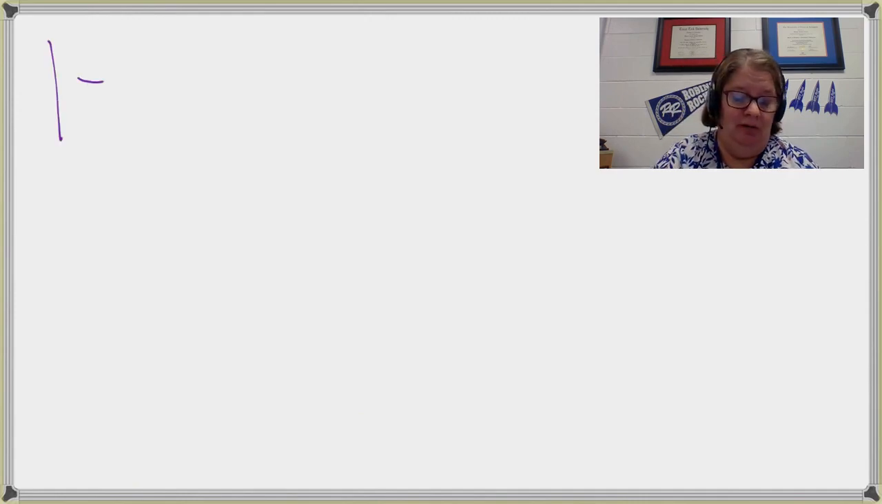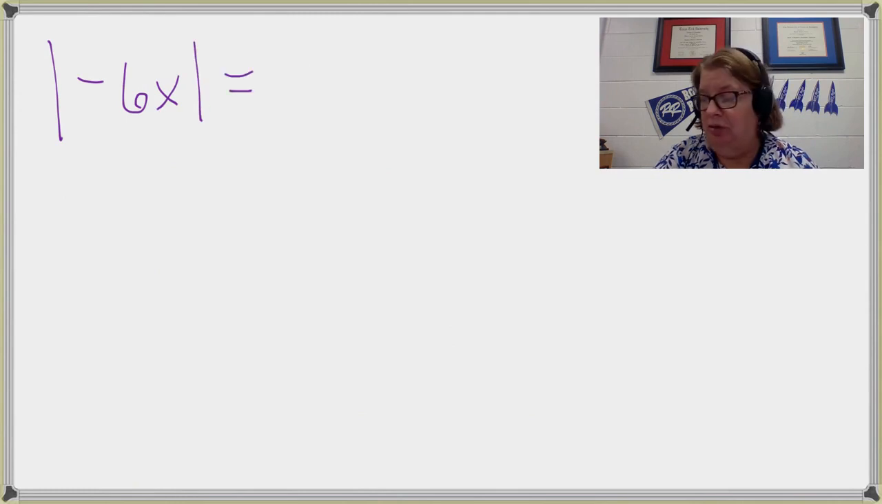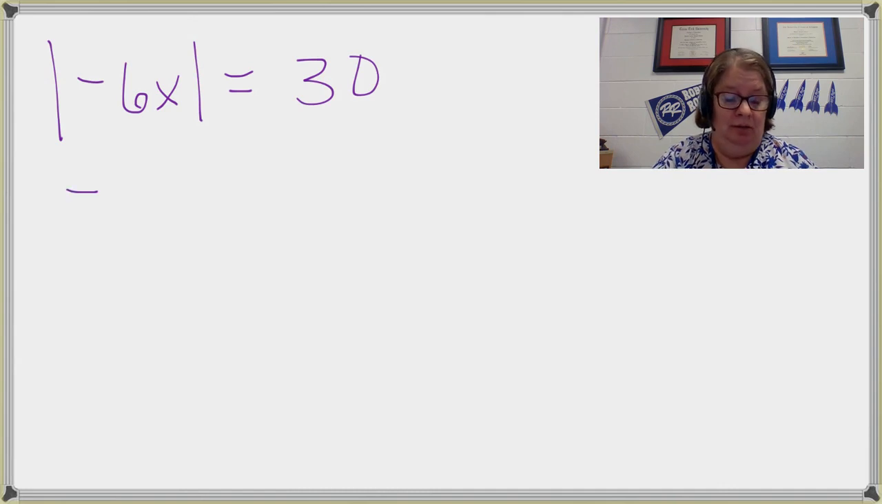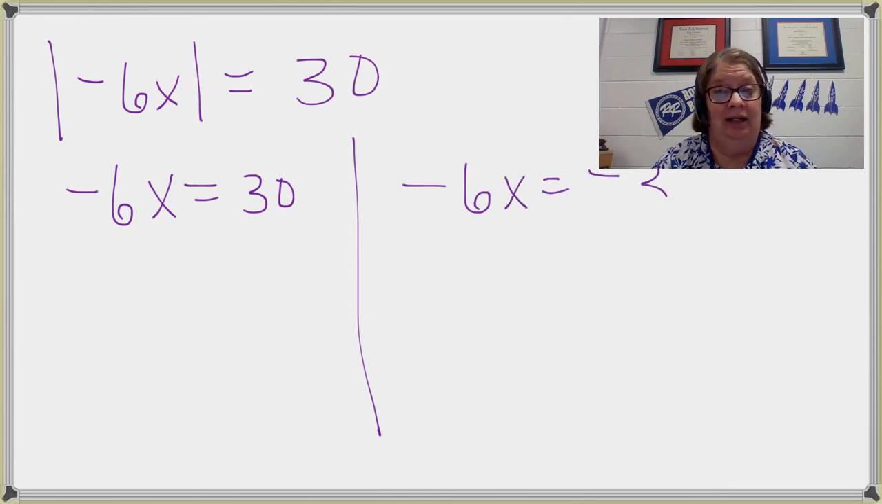Okay, let's try another one. Absolute value of negative 6x equals 30. The first thing we're going to do is split it. Negative 6x equals 30, and negative 6x equals negative 30. Because remember, we're looking for two numbers that are 30 units from 0. If you think about your number line, positive 30 is 30 units from 0, negative 30 is 30 units from 0. So we want that quantity of negative 6x to equal either 30 or negative 30.